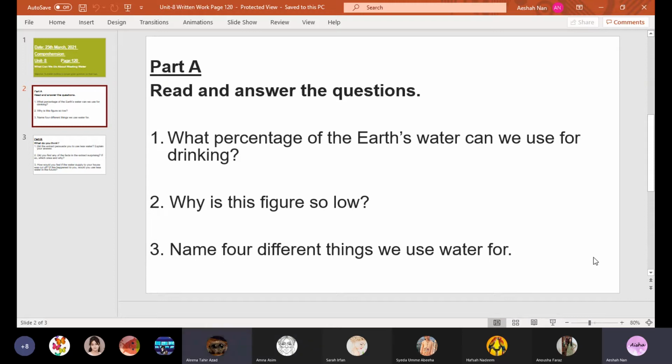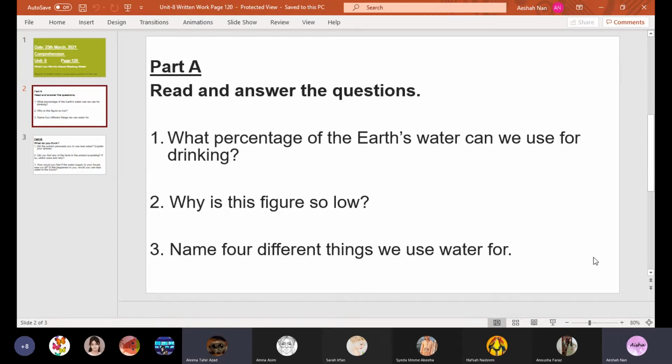Then next is, why is this figure so low? Figure refers to 4%. Why is the figure so low? What about the rest of the water? Yes, the rest of the water is salty. Very good, very good. You can write the figure is low because most of the water on Earth is salty.